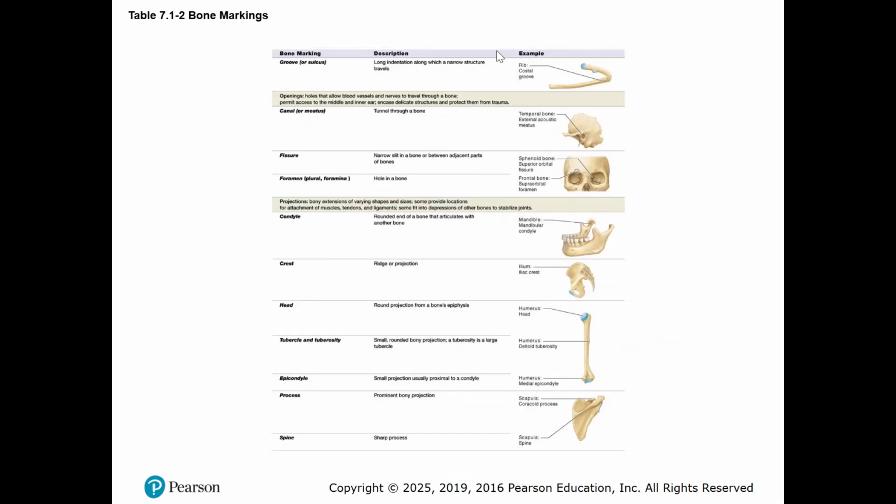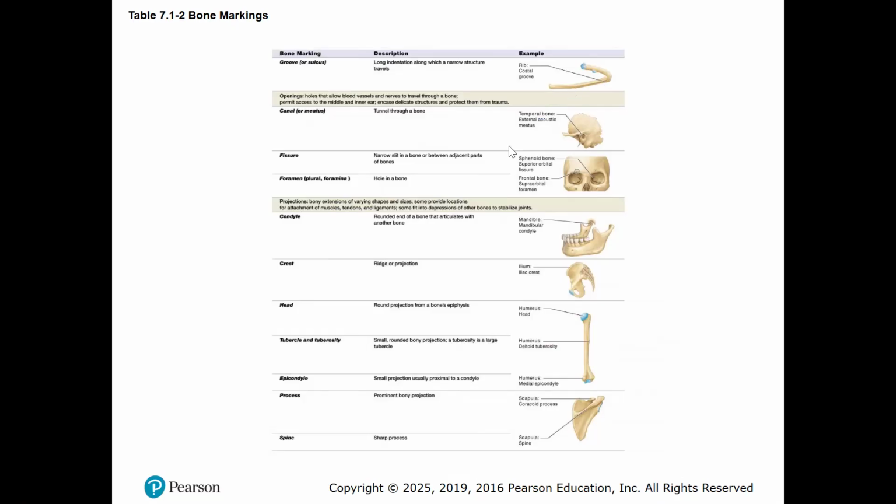You see a groove here. This is a long indentation. It's right here, a long indentation that's going to allow for some attachment, excuse me, some attachment point of muscles and cartilage and so forth.